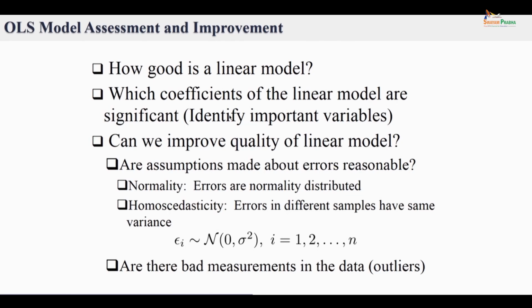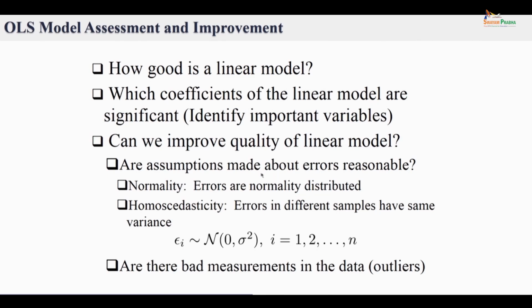Suppose the linear model that we fit is acceptable, then we want to actually see whether we can improve the quality of the linear model. When fitting a linear model using the method of least squares, we make several assumptions about the errors that corrupt the dependent variable measurements. So, are these assumptions really valid? So, what are some of the assumptions that we make about the errors that corrupt the measurements of the dependent variable? We assume that the errors are normally distributed.